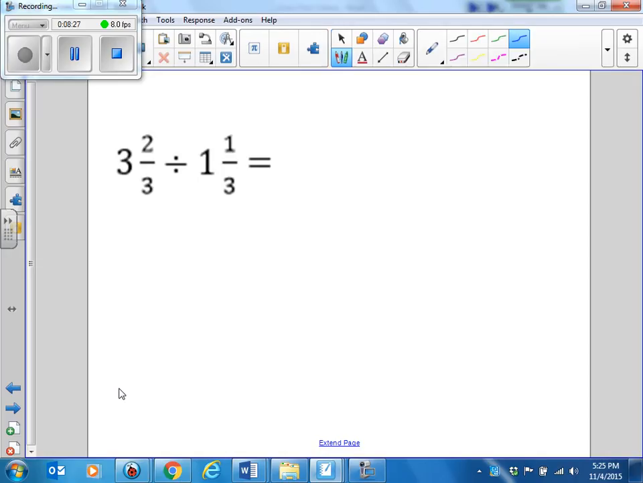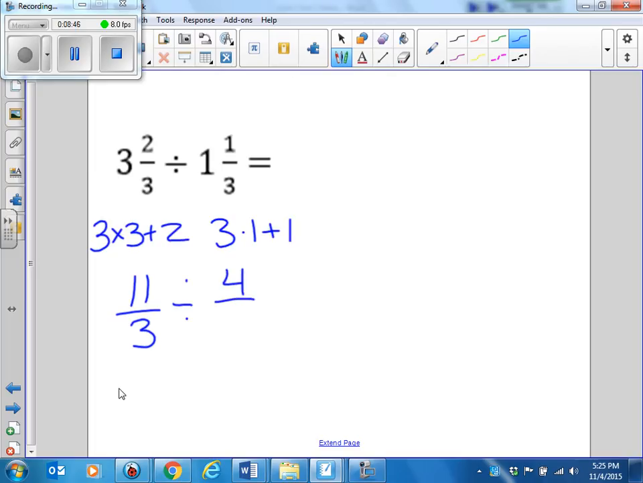All right, so the first thing we have to do is make them improper. So I'm going to do 3 times 3 plus 2. So 3 times 3 is 9, plus 2 is 11, so 11/3, divided by 3 times 1 plus 1. So 3 times 1 is 3, plus 1 more is 4.